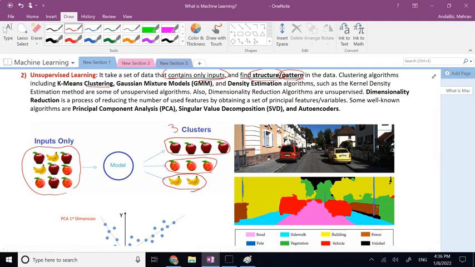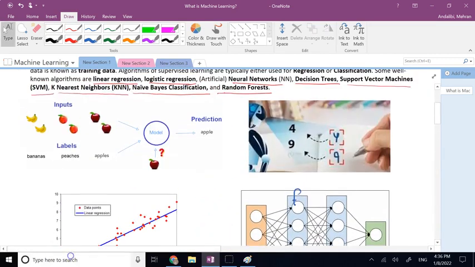This is called unsupervised learning. You never, as I said, told your computer that, hey, this is banana, this is peach, this is apple. You eliminated this portion of the data.